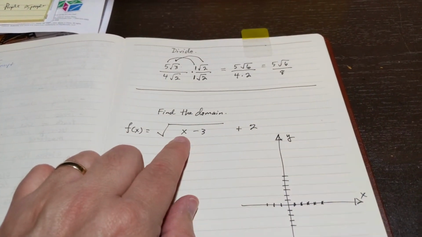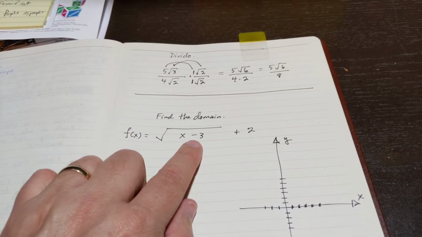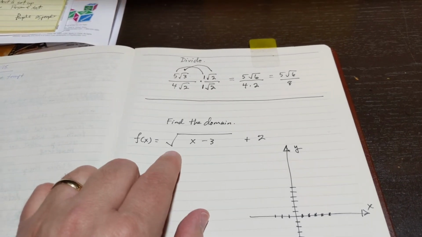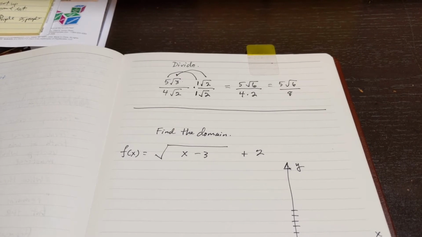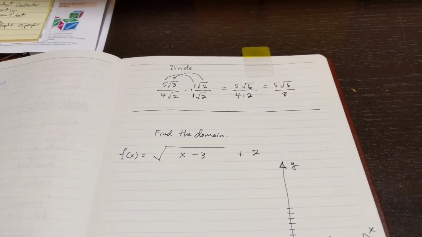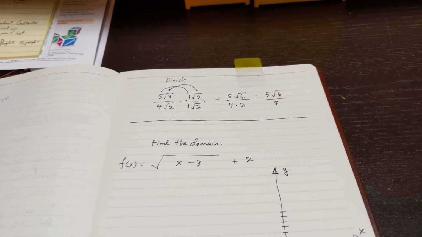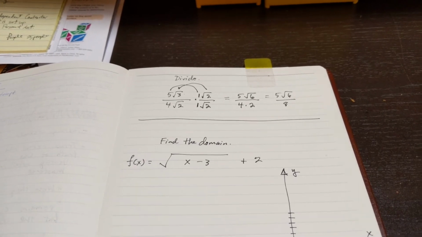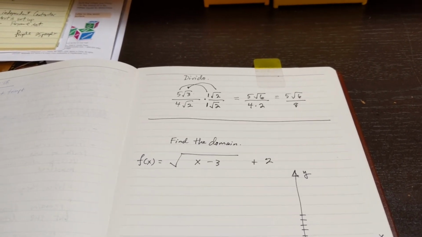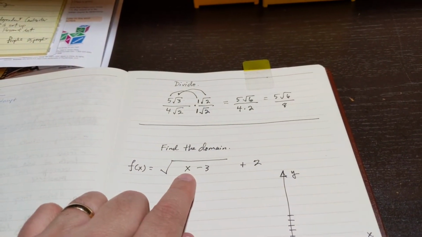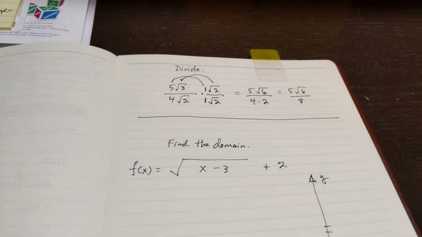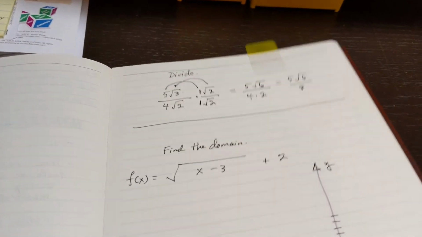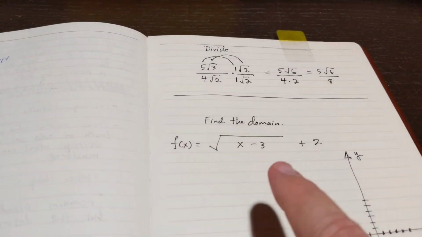So notice 1. If I put 1 in here, 1 minus 3 is negative 2. Well, neither can you take the square root of negative 2. So that's not going to be part of the domain. So this is one way of thinking about the domain. So the domain is the set of x values that I could substitute in here for x and calculate with it. So that's one way of discovering what the domain is here, is to think about that.